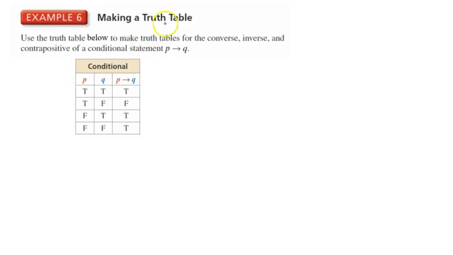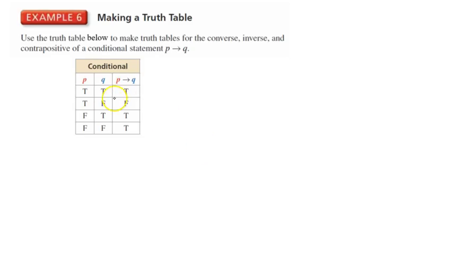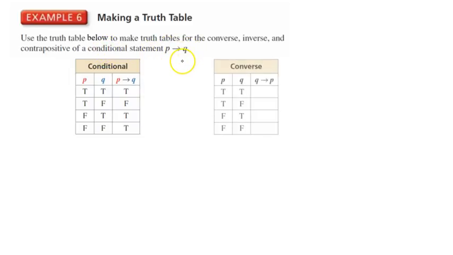So example 6 is about making a truth table. We are going to use the truth table that we just made. Remember, right here. We're going to use this one to make truth tables for the converse, inverse, and contrapositive of a random conditional statement P implies Q. So let us start with the converse.